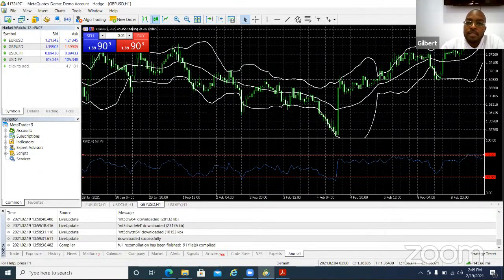So we use the bands just to be able to identify: are we in a ranging market or a trending market? If the bands are horizontal, we are likely in a ranging market, so we need to adjust ourselves to a ranging market. If the bands have separated, that means they've expanded. It means that we're in a trending market or a market that has just gotten a breakout.